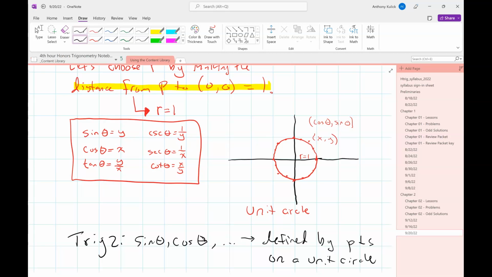They're defined as, or by, the points on a unit circle.